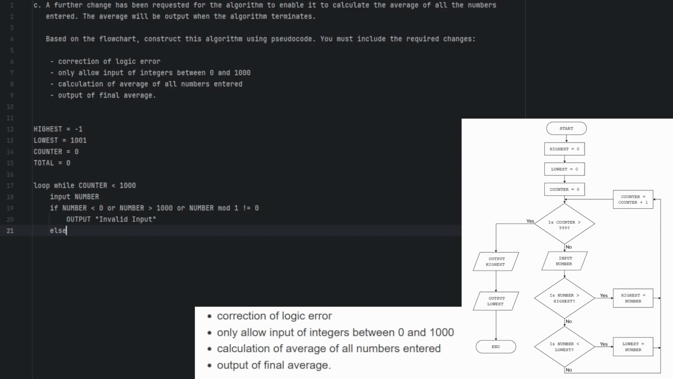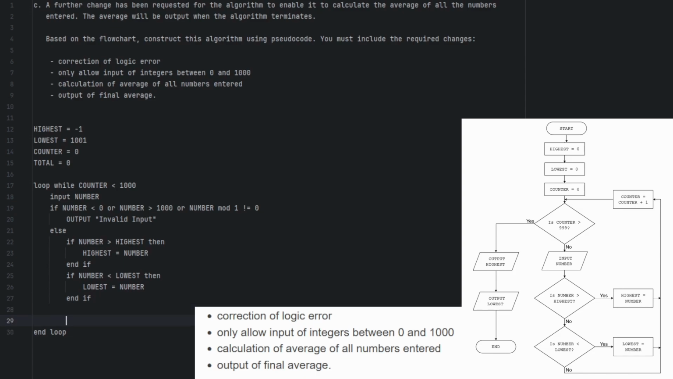Else we want to check if our number is bigger than the highest. Then we want to update our highest. Highest equals number. Then if number is less than lowest, then we want to set lowest equals number.